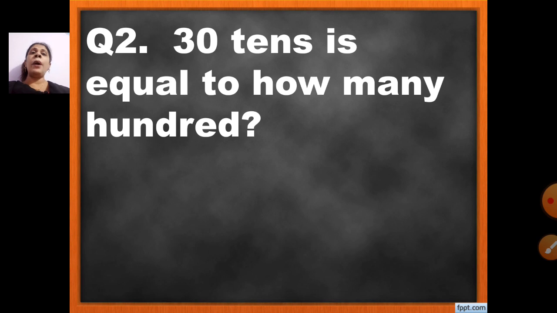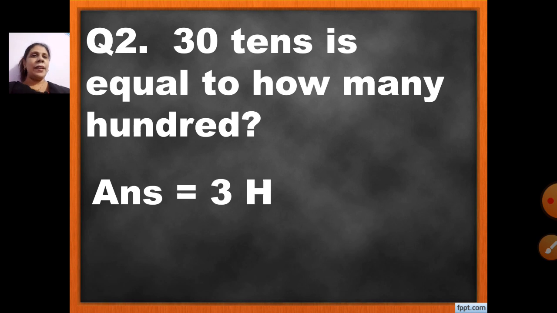Question number 2. 30 tens is equal to how many hundreds? What is the answer, children? Yes, 300. How, children? 10 tens makes 100. So 20 tens will make 200. So 30 tens will make 300. H stands for 100.